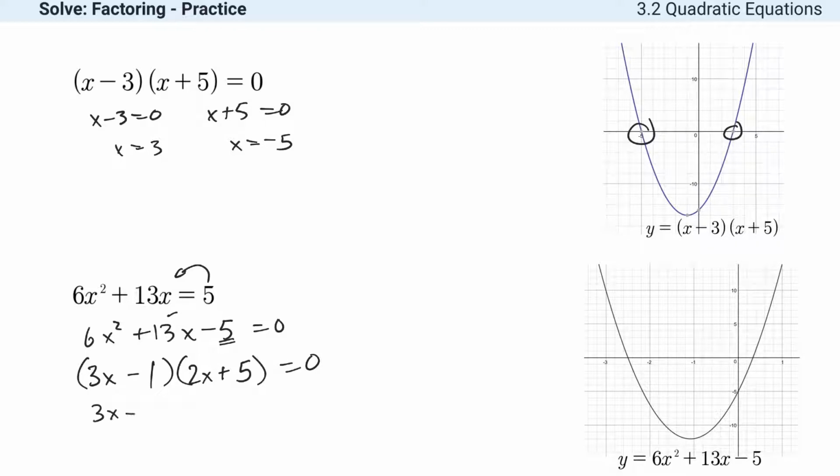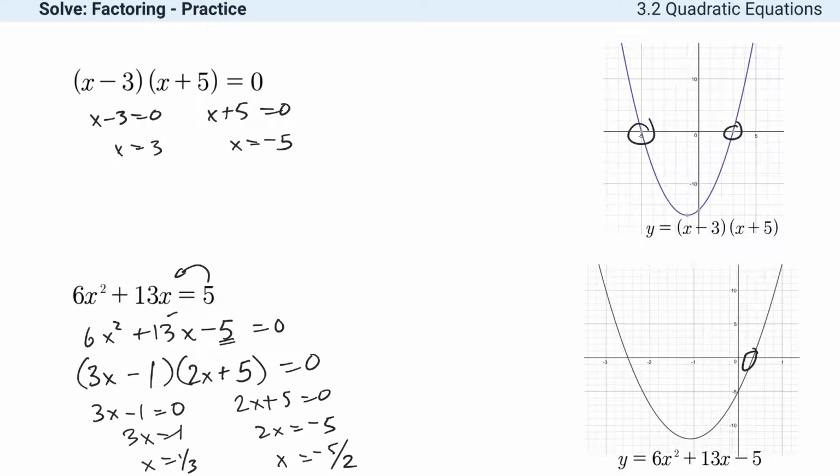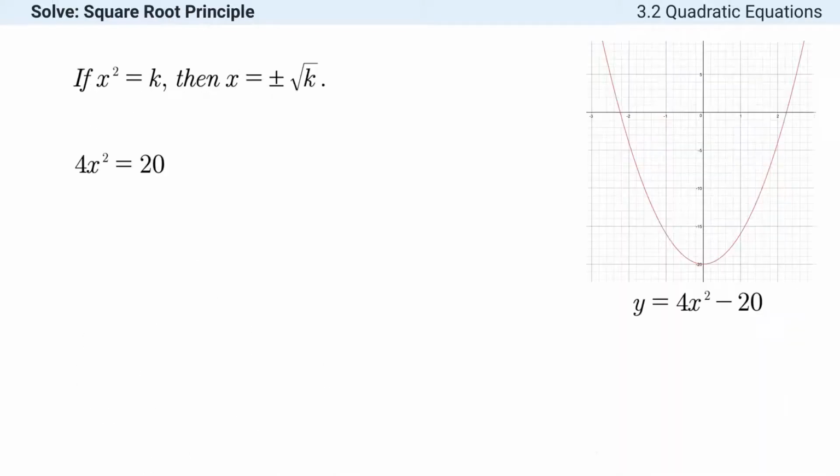Therefore, to solve the equation, I'd say 3x minus 1 is 0. Add 1 to both sides. Divide by 3. So x is equal to 1/3. That looks to be that point right there. And then on this side, 2x plus 5 is 0. Subtract 5 on both sides. Divide by 2. And so negative 2.5, looks like that's that point right there. So that's how you can solve a quadratic equation by factoring and using the zero.